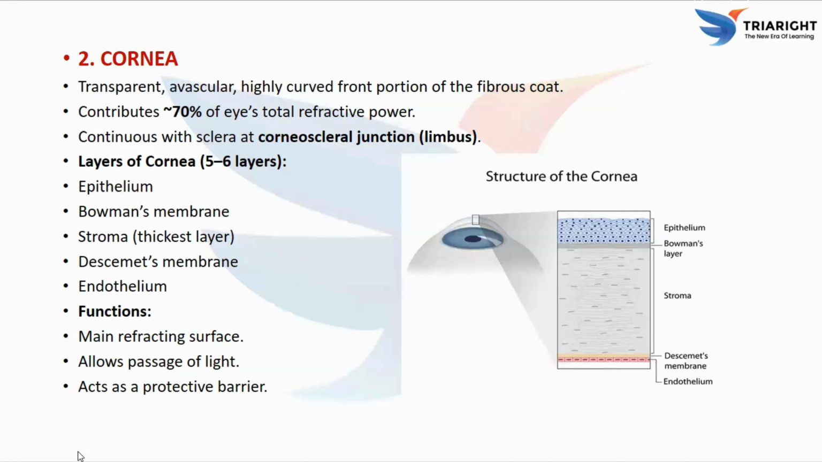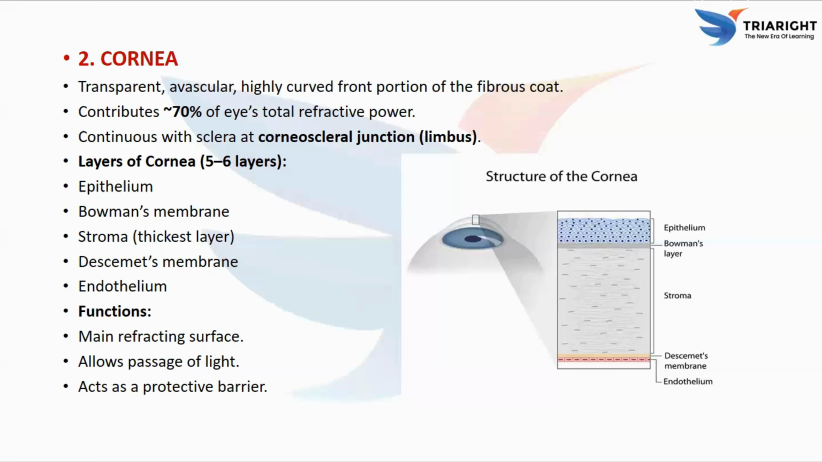So what are the functions of the cornea? Main refracting surface. So it acts as a main refracting surface, as it provides 70% of the eye's focusing ability, because of its curvature and clarity. So it helps in allowing the passage of light, like it acts as a transparent structure which allows light to enter the eye without scattering. So it also acts as a protective barrier in which the epithelium protects against dust, microbes, and chemicals. So blink reflex and tear film work with the cornea to maintain the protection.